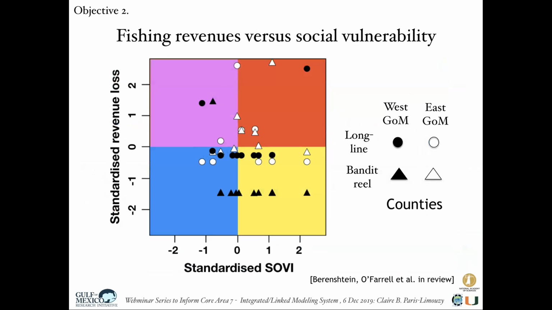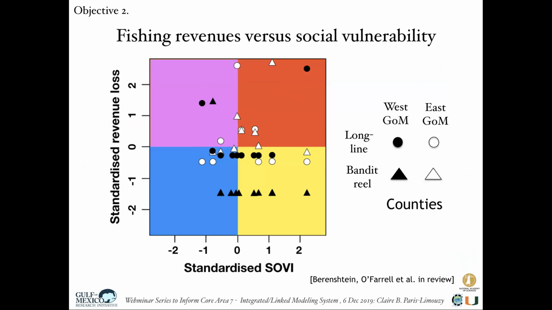Finally, we looked at the fishing revenue versus the social vulnerability index. So here in this figure, you have fishing revenue loss versus SoVI score for counties impacted by the two oil spill scenarios. Values are expressed in standard deviations, with 0 representing an average for all fishing counties, impacted or not. The higher SoVI score indicates greater social vulnerability to environmental hazard. Marker shapes show gear types: triangle, bottom longline, circle, bandit reel, and shading indicates spill scenario. The white is the Eastern Gulf, and the black is the Western Gulf of Mexico.